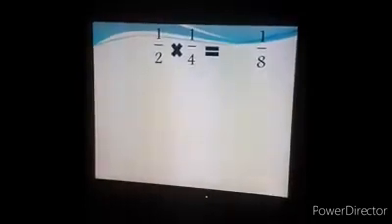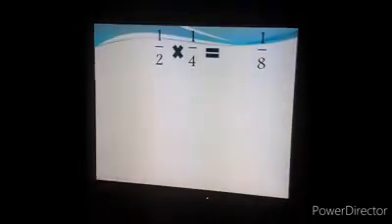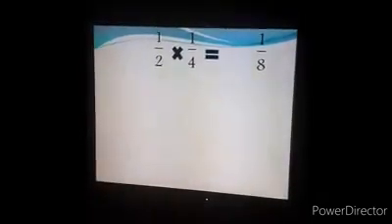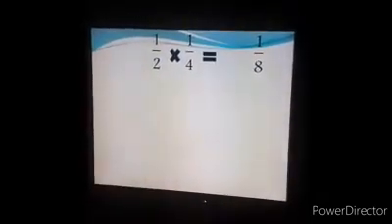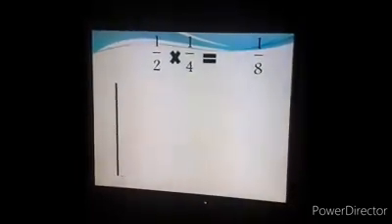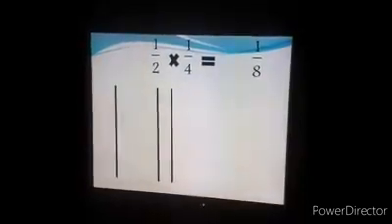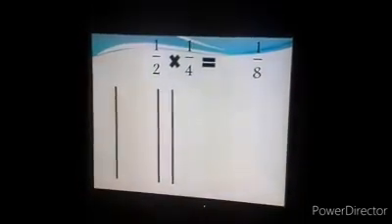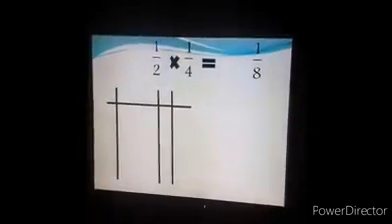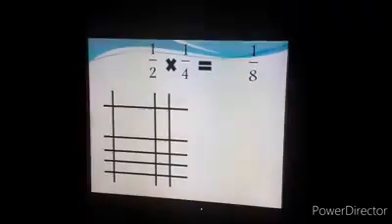Another example, what is 1/4 of 1/2? Again, the first fraction we represent by vertical lines. The second fraction we represent by horizontal lines. For the first fraction, the numerator is 1, and the denominator is 1, 2. For the second fraction, the numerator is 1, and the denominator is 1, 2, 3, 4.